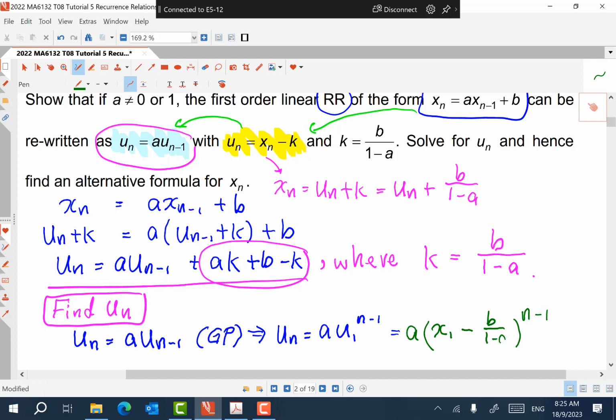How do I know? There. U1 is just x1 minus k, right? And we already know k.